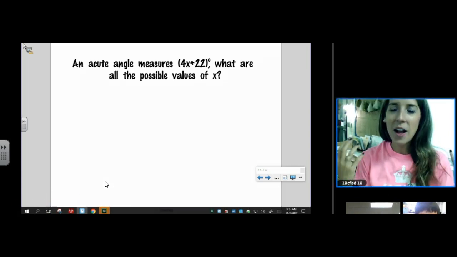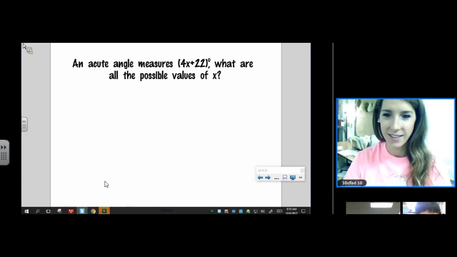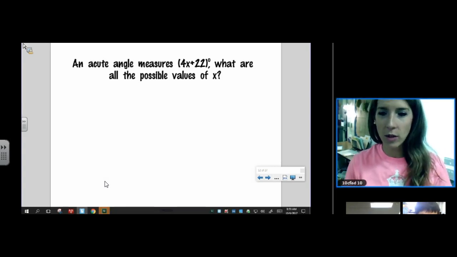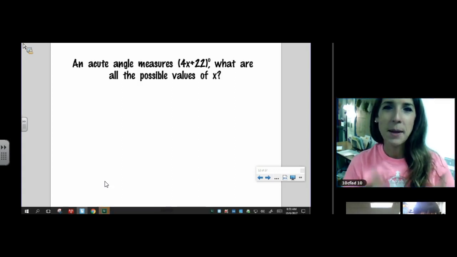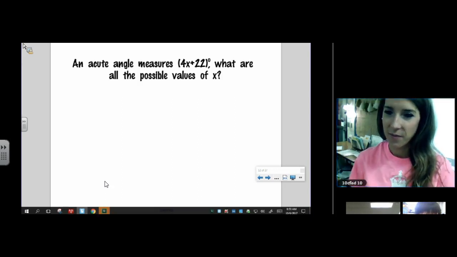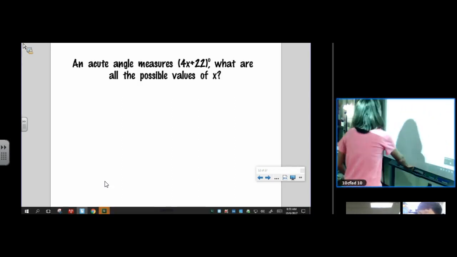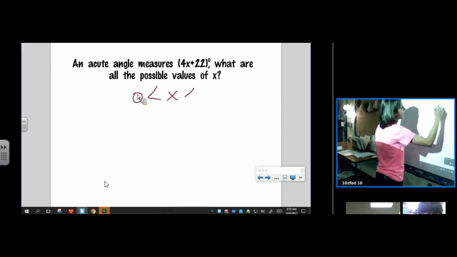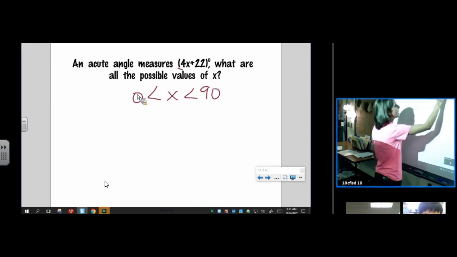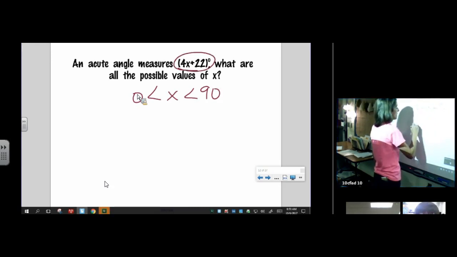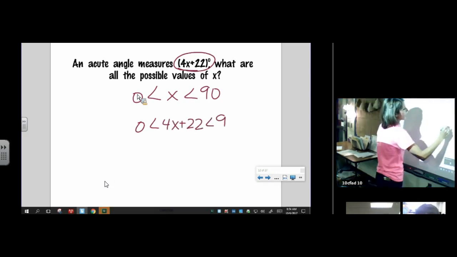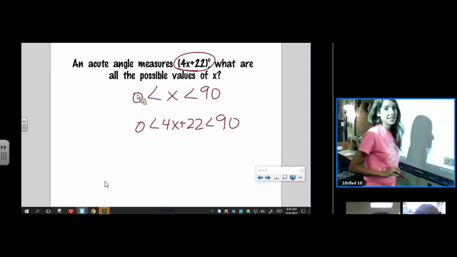So let's talk about what we know about the word acute. We talked about the range that an acute angle can be. What can an acute angle be? It needs to be greater than blank and less than blank. Good. So an acute angle needs to be greater than 0 and less than 90. Well, this is our angle measure. So 4x plus 22 needs to be greater than 0 and less than 90.